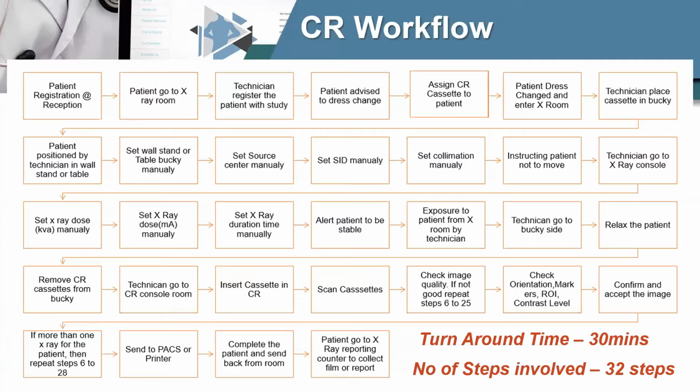This is the typical workflow pattern in a CR, where the patient is registered, taken to an X-ray room, and whatever part is required is exposed. You can see all the steps here: you set the collimation, ask the patient to relax, take the cassette to the room where you have a digitizer, put the cassette in the digitizer, read the image, and check whether the image is properly done or not, and then you ask the patient to leave. This takes around 30 minutes, and the number of steps involved is 32. Next.